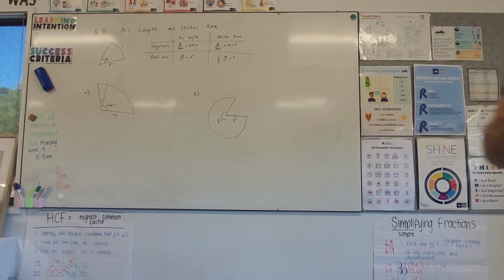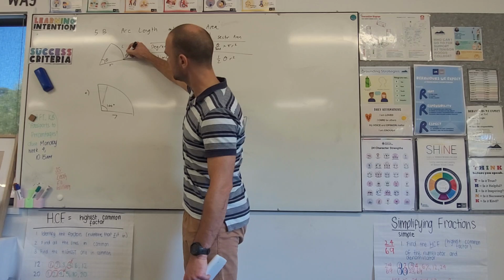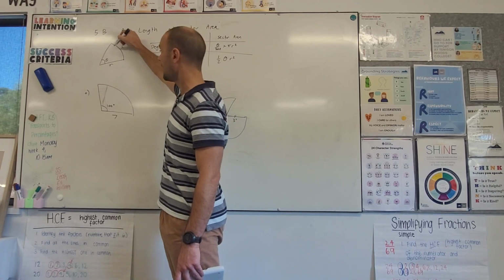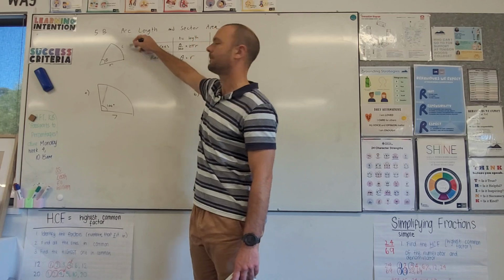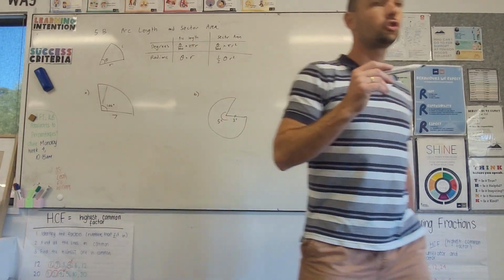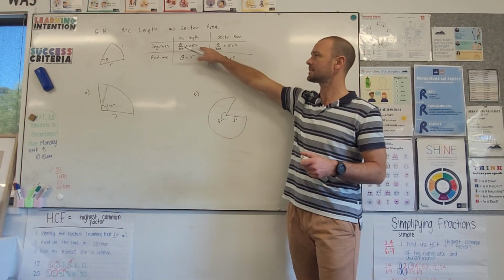So in 5b, we're talking about what's called the arc length, which means the distance around the outside of an arc, and the sector area, which means the area of that shape. So you should have done formulas for this in year 8 and 9 for degrees.